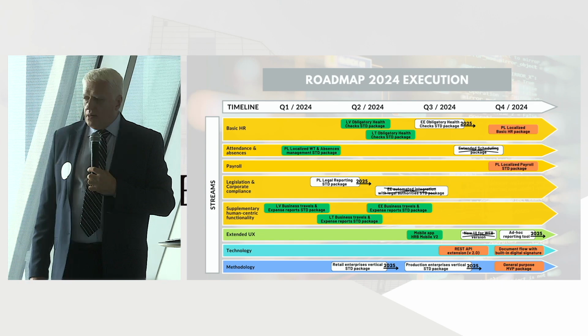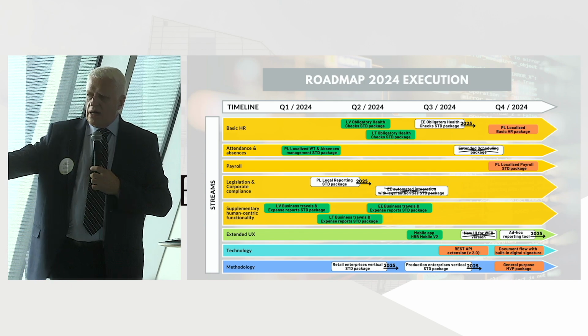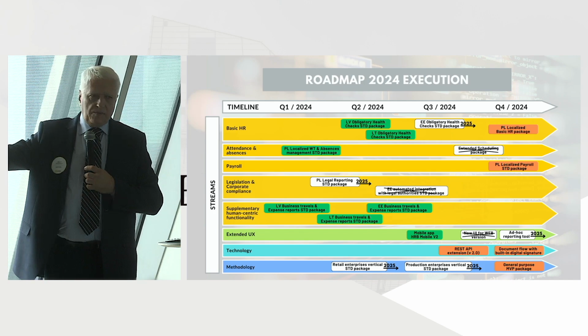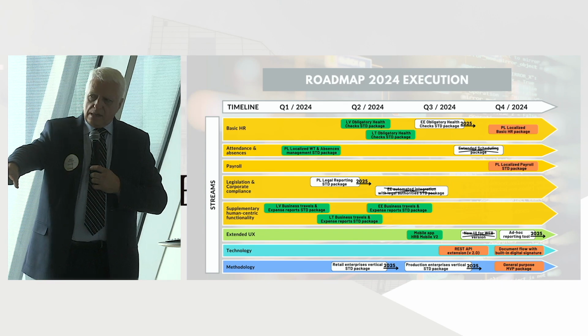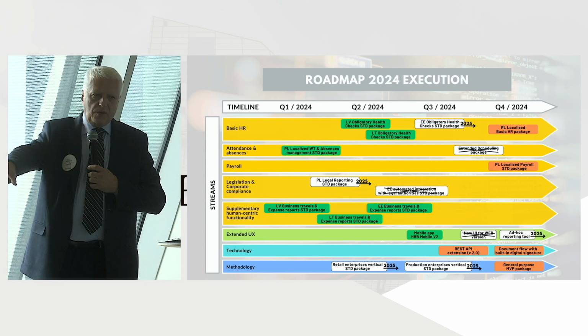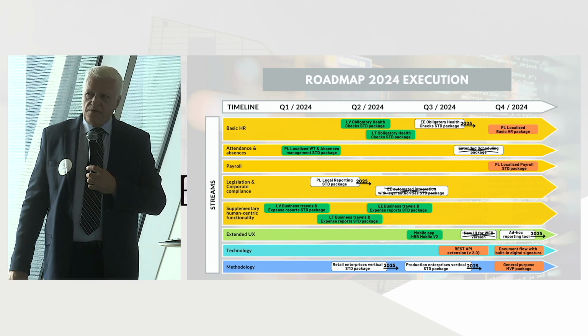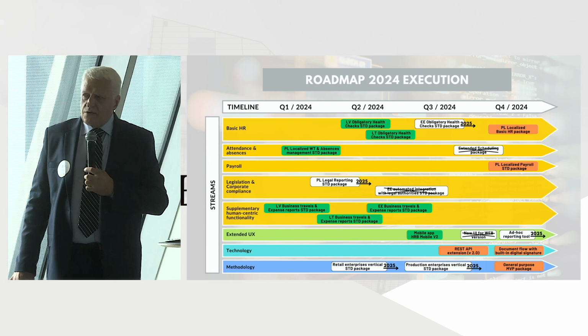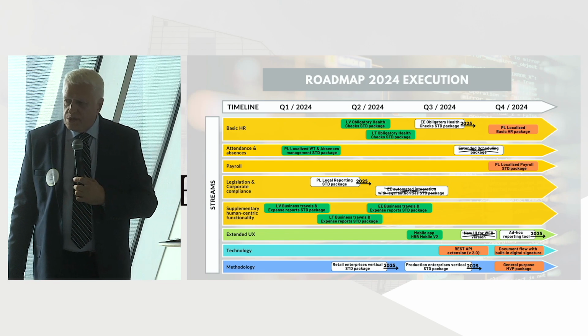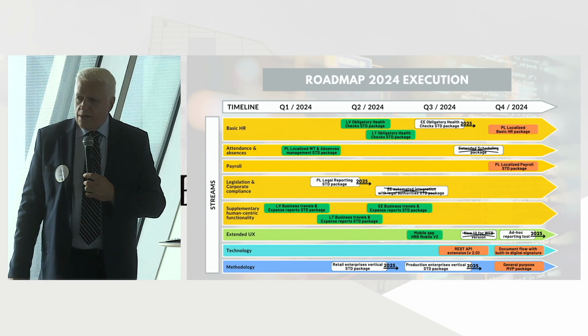Some of the items highlighted in green are implemented already, and those in orange here are still on track, and hopefully we will deliver them until the end of this year. We have a quarter ahead, and hopefully they will be implemented. For example, this digital signature, which is quite in demand.